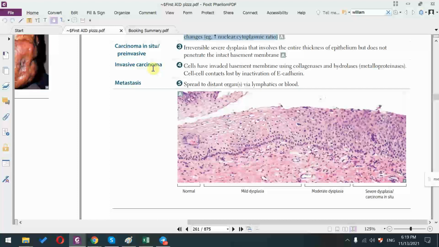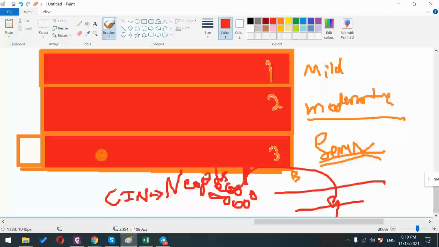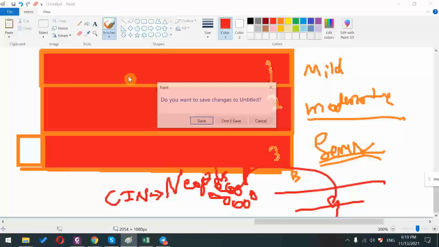hydrolase. What is that? These are metalloproteinases. You must know about metalloproteinases. I will speak with you about them in a second. So also the cell-to-cell contacts are lost by inactivation of E-cadherin. So what are they speaking about?